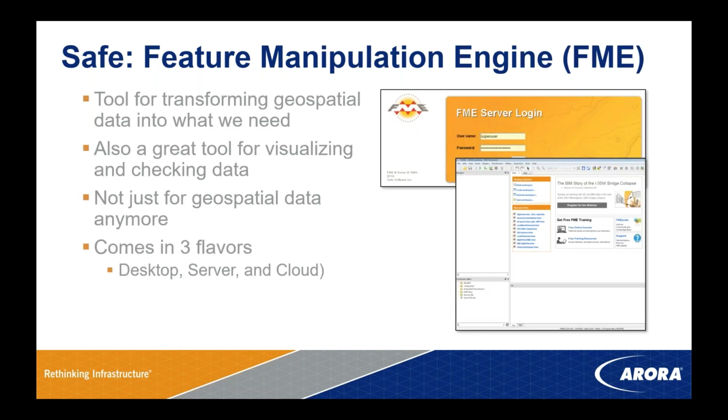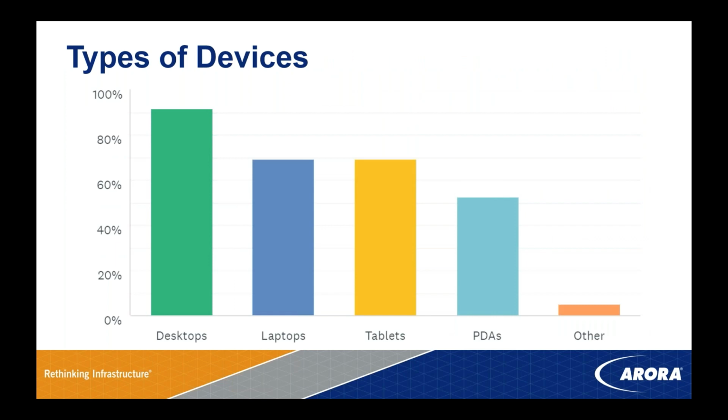There's also companies such as Safe Software, which have a wonderful tool called Feature Manipulation Engine, which is also the core of the ArcGIS Interoperability extension. And this tool allows the data to be transformed into what we need, no matter what format it comes in or what structure it's in. It allows the data to be produced where we need it, when we need it.